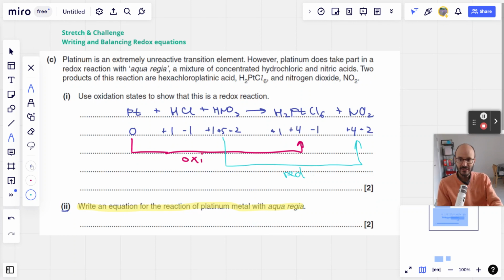So what you do is, you do a half equation for the oxidation. So that would be platinum becoming H2PtCl6. Perfect. So first thing you do is to check that platinum is balanced, and it is balanced. So then you check the hydrogens, which are not balanced. You have 2 here. So then you balance them by adding protons.